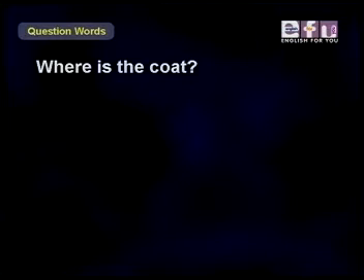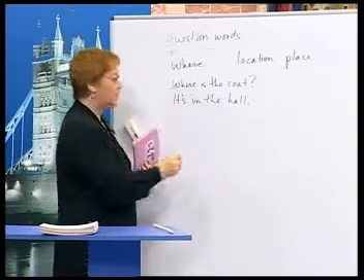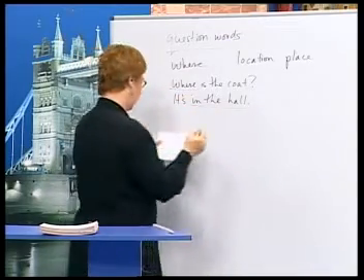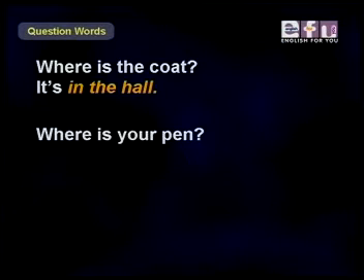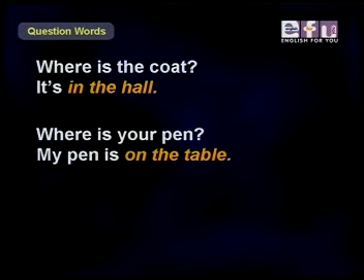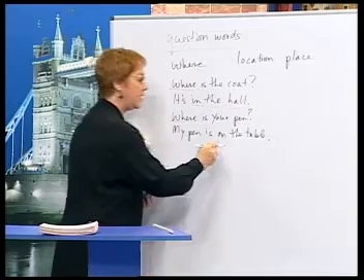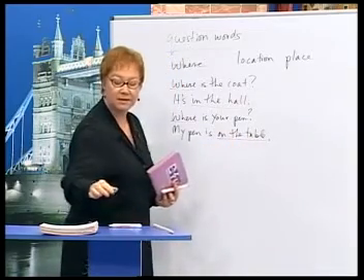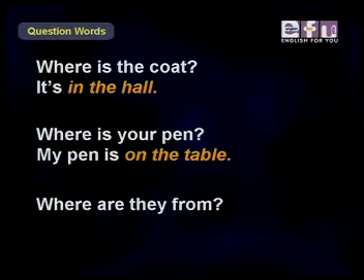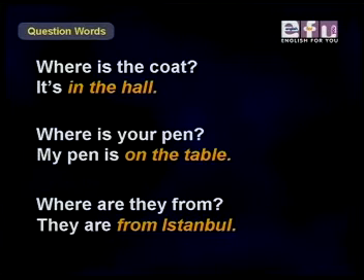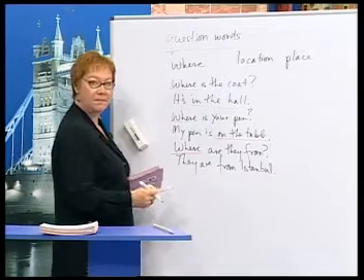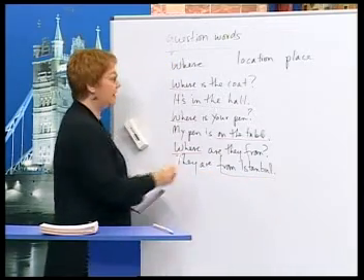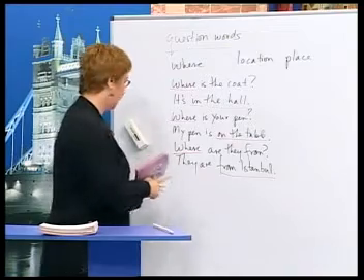Now here are some examples. Where is the coat? It's in the hall. Here's another example. Where is your pen? My pen is on the table. And another one, where are they from? They are from Istanbul. So where, and then we answer with the place.